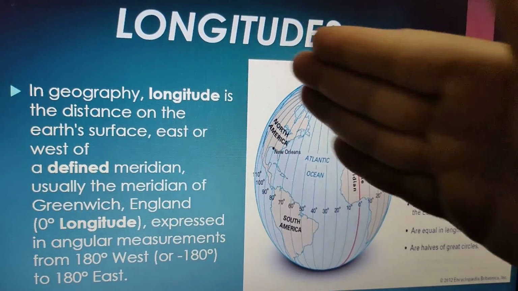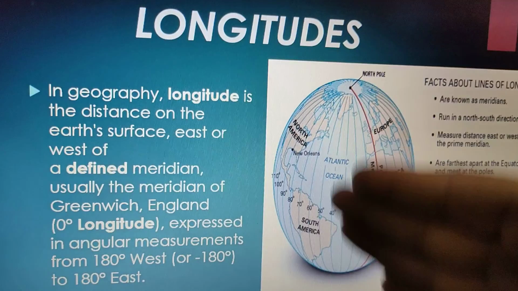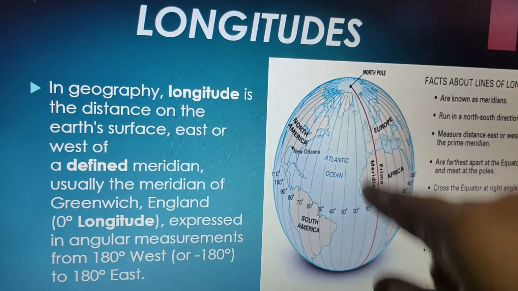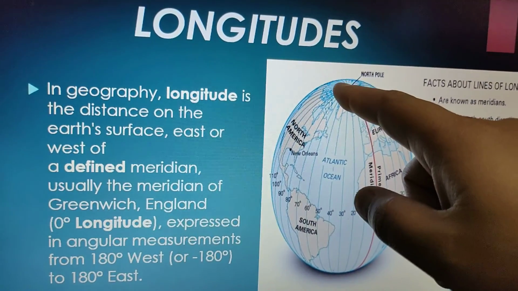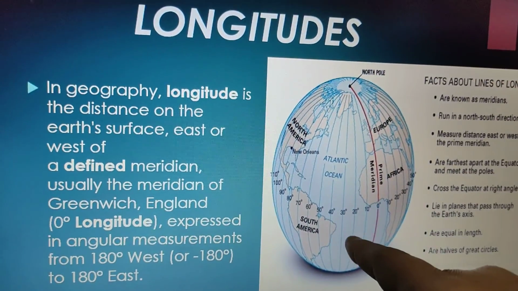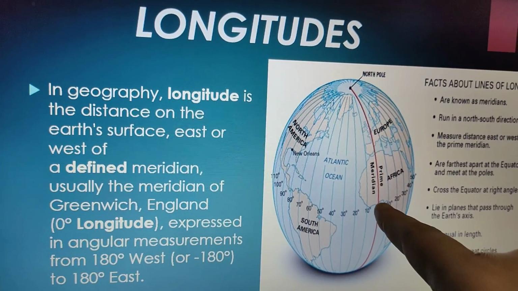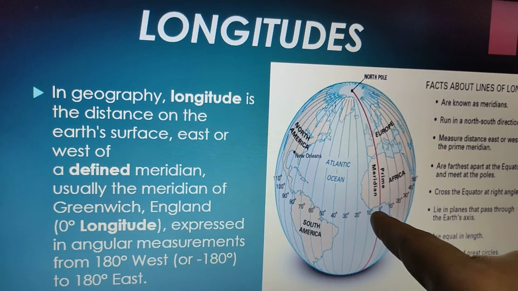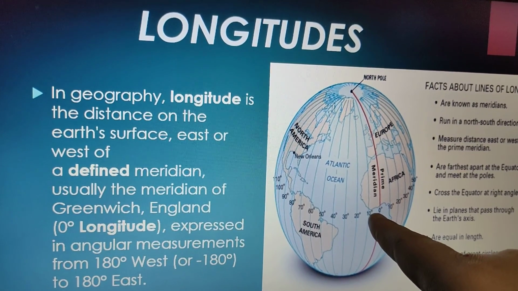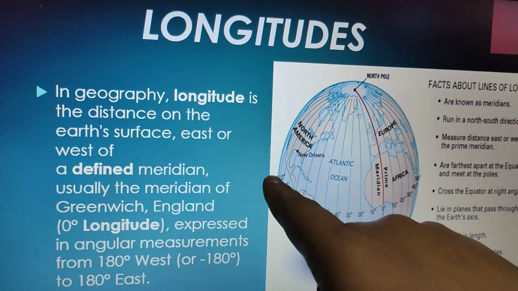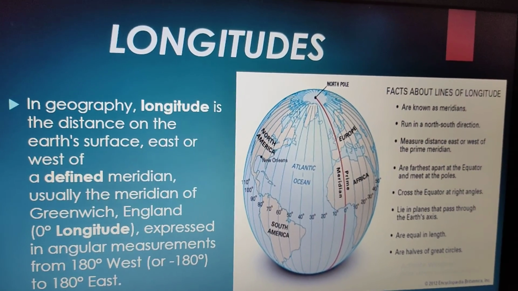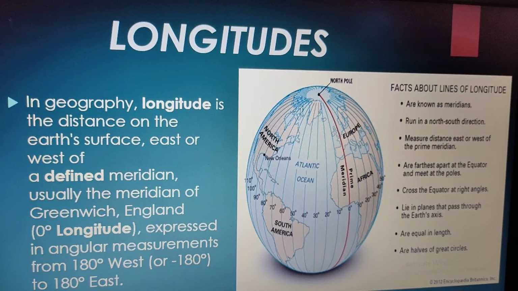Longitudes are your vertical lines. And this is your prime meridian at 0 degree. This is the longitude at 0 degree. Now these longitudes run north to south. But the distance we measure is from east or west of the meridian, right? 0 degree to 180 degree west and 0 to 180 degree east. That is how we measure the longitudes.